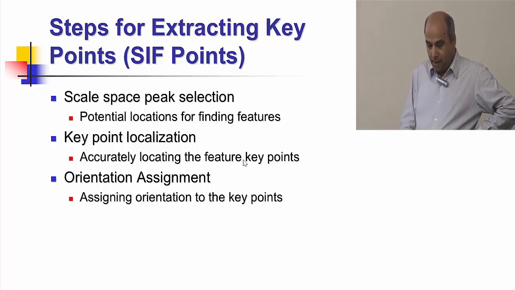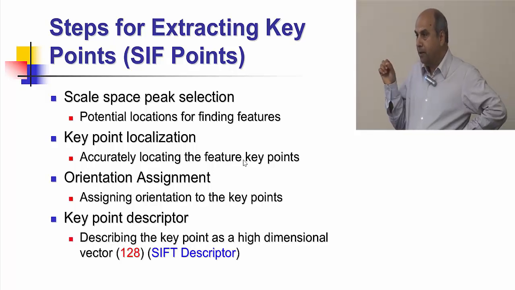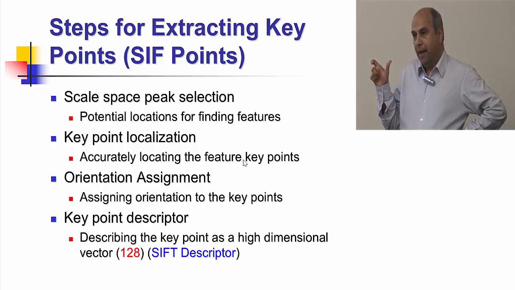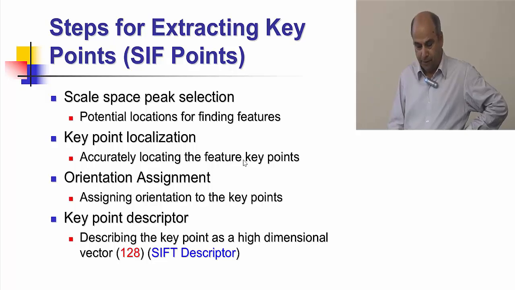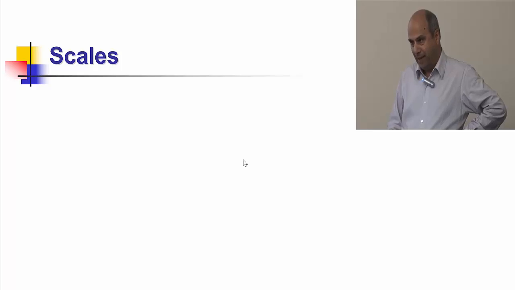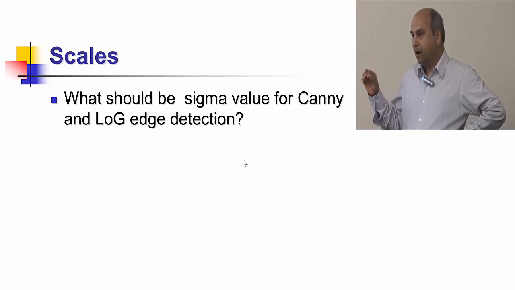Just respect. Then we assign orientation to key points, and the key point descriptor. This descriptor is a 128-dimensional vector, which is a feature vector, and that in a way is actually much more important than the detector. But we'll talk about both things. So let's go into detail on what we mean by scales. The scale in this context is what the sigma value should be when you apply a Gaussian filter, or Laplacian of Gaussian, or Canny.